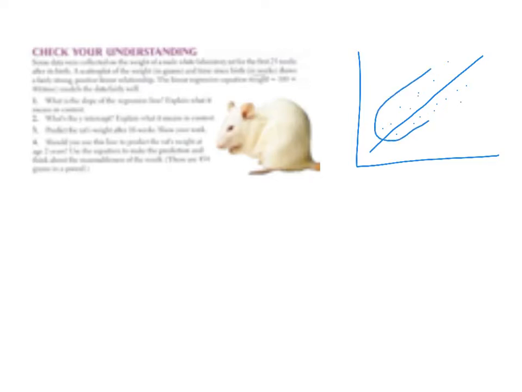Basically, we've got a graph that is going in this direction, right? And it's fairly strong, so the dots are pretty close together. If I drew my oval around my data points, it would be pretty narrow. My linear regression equation is my predicted weight, so y hat equals 100, that's my y-intercept, plus 40, which is my slope, times time. It models the data fairly well. Remember, this is a model of our data.